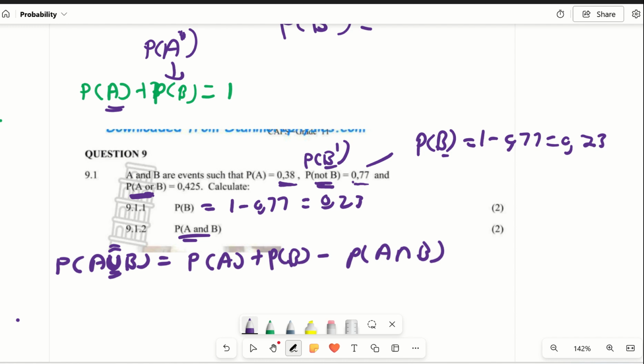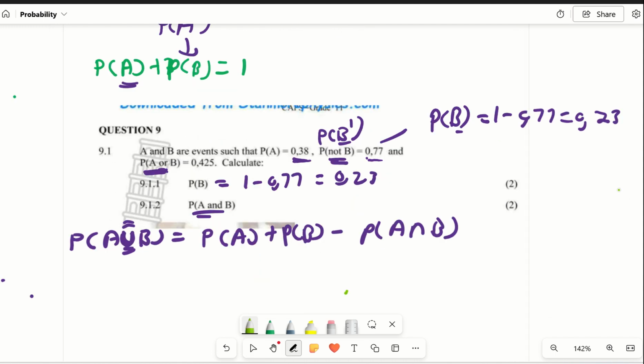Do you guys see that? Now, you are looking for the probability of A and B. This is the probability of A and B. This is the same thing. And means this thing. Okay, fair. So now let's substitute. What is the probability of A or B?